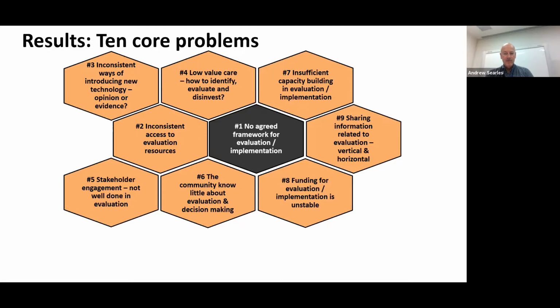The ninth problem was around sharing information that was related to evaluation. And here we're talking about sharing information both vertically and horizontally. So horizontal sharing refers to local health services sharing information perhaps on evaluations that they're doing or have done, whereas vertical integration is about making sure that any local level evaluations that are undertaken are actually escalated up the chain so that both the state and the Commonwealth have visibility of those evaluations and what was found.